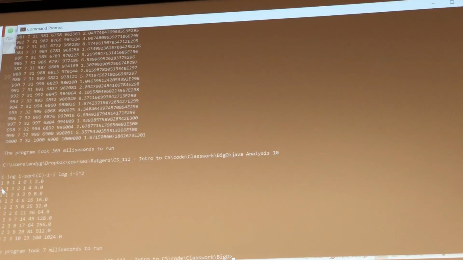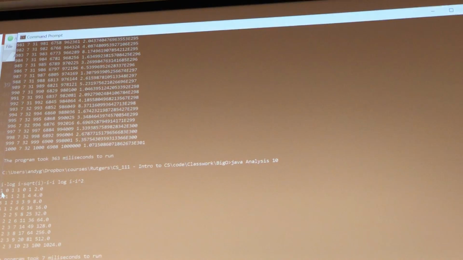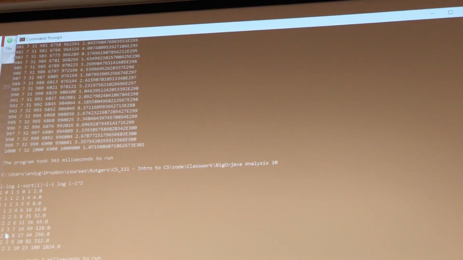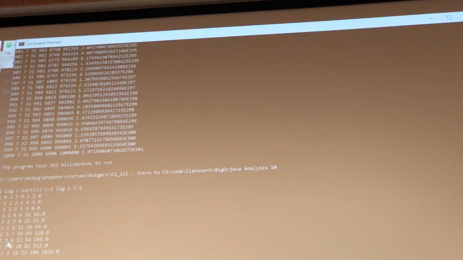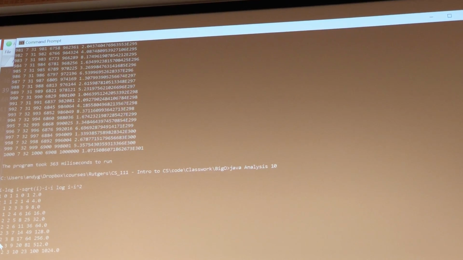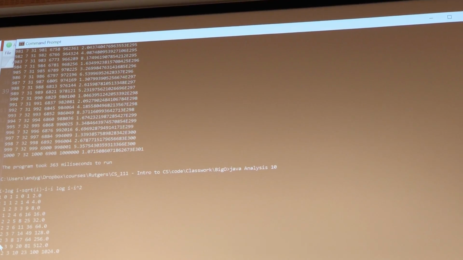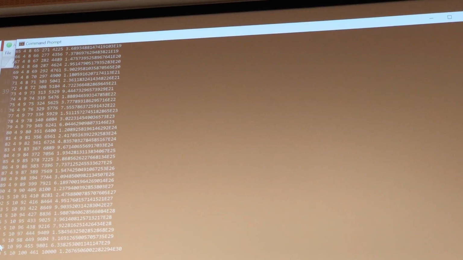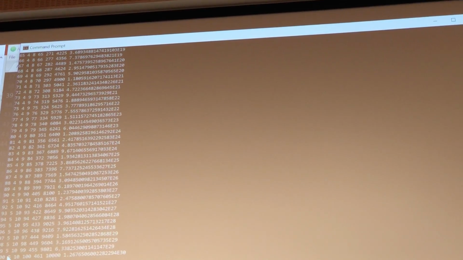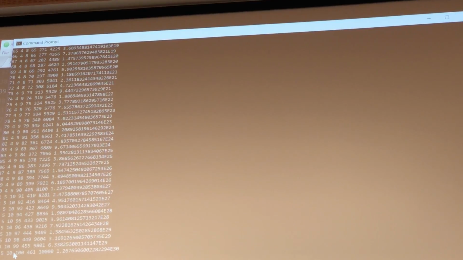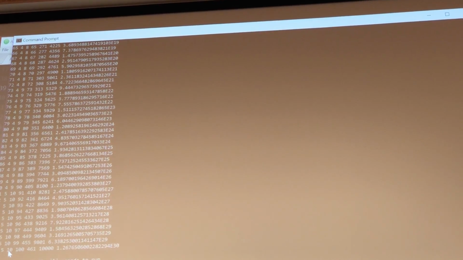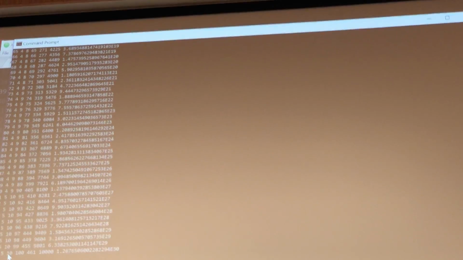So this is I. The second column is log I. The third column is the square root of I. Okay, you can see that square root is already kind of bigger than log, right? But let's do it for 100. So this is the first 100 numbers. The first column is I, second column is log I. Notice the log I is like 5, right? This is the square root of I, the third column. So square root is still dominating the log.